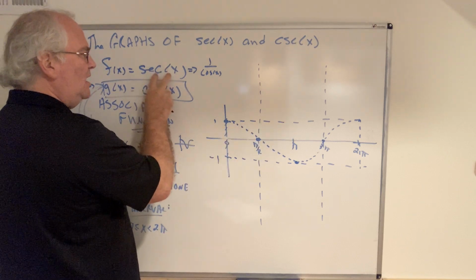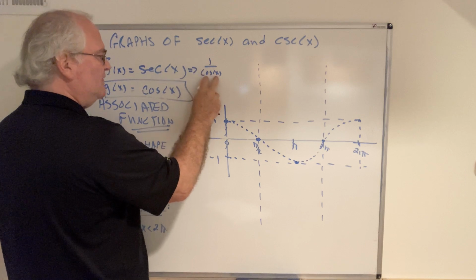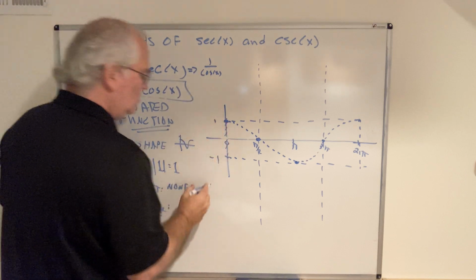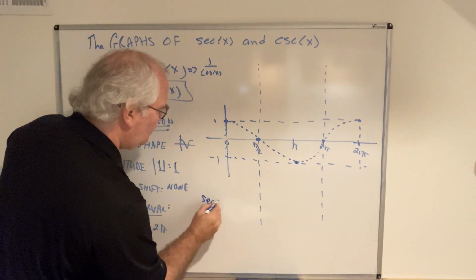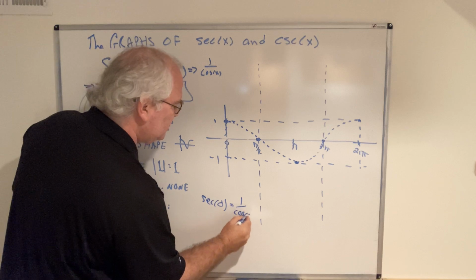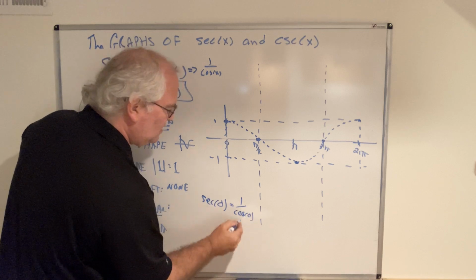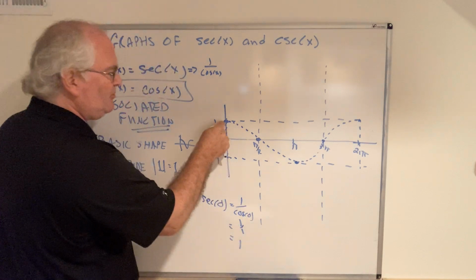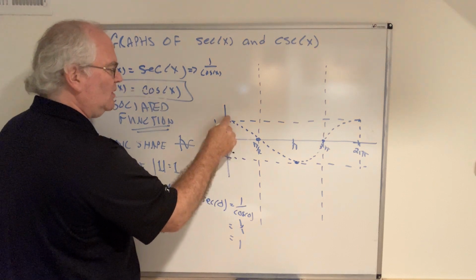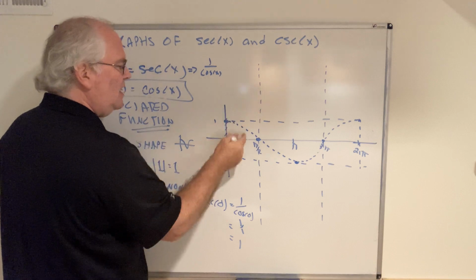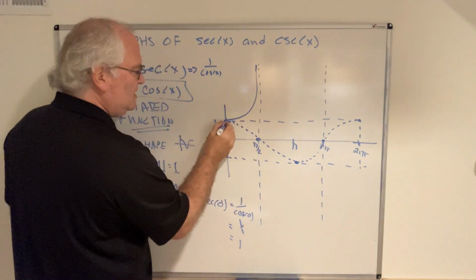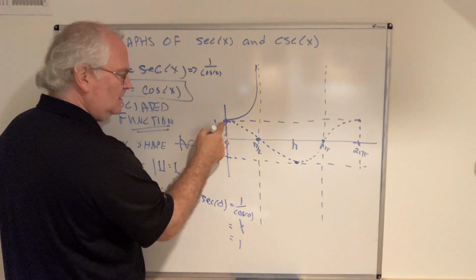Secant of 0 is 1 divided by cosine of 0. But what is cosine of 0? Cosine of 0 is 1. So secant of 0 is 1 over cosine of 0, which is 1 over 1, which is 1. The reciprocal of 1 is 1. And as cosine gets smaller and smaller, the reciprocals get larger and larger. And so the graph must be tangent at that peak.